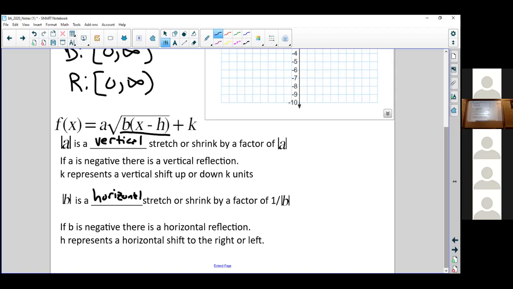If the B value is negative, you have a horizontal reflection, means it's going to go from pointing to the right to pointing to the left, and H represents the horizontal shift to the right or to the left. So if H is negative, it shifts right. If H is positive, it shifts left. So it's opposite because it's grouped.